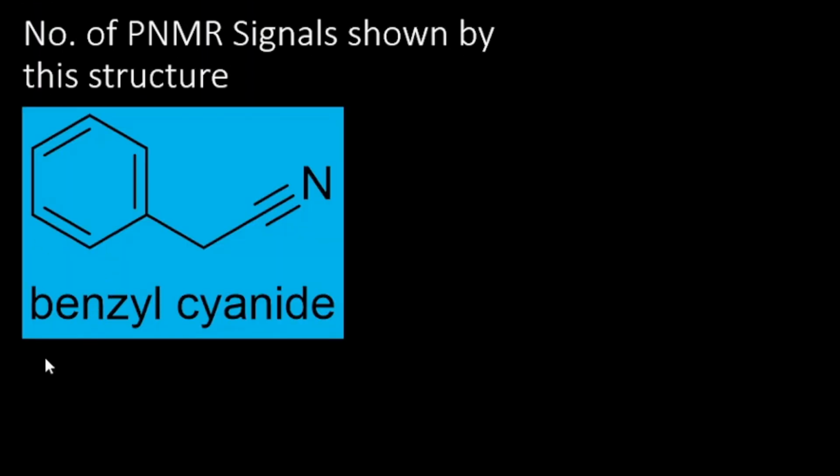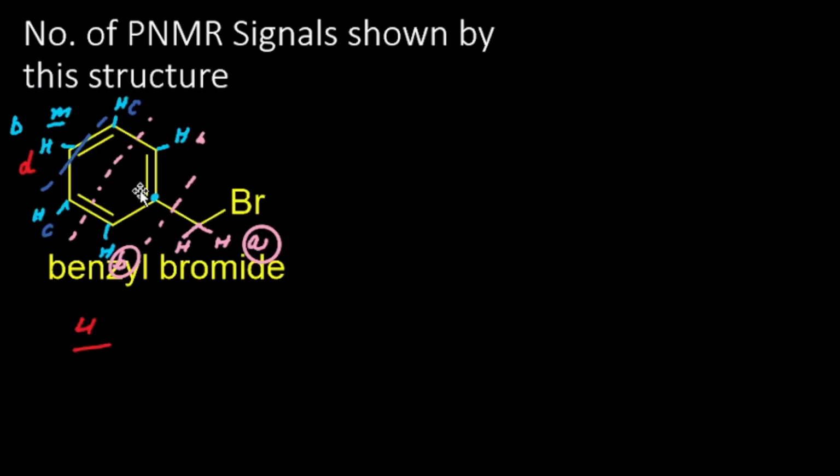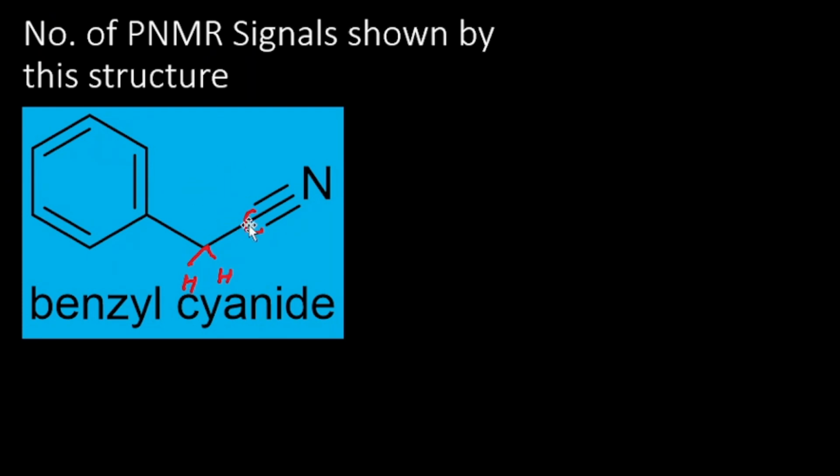Okay, wait now, this is the benzyl cyanide. This is the benzyl cyanide compound. So here carbon is present and here the two hydrogens are present. This is the same type of structure just like the one here, but the difference is that here the cyanide group is present rather than the bromine atom. So can you know how many signals it will show?